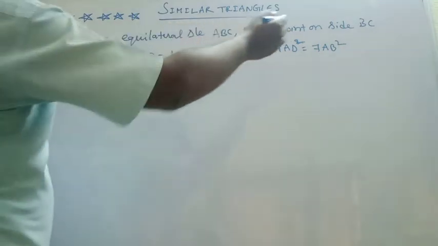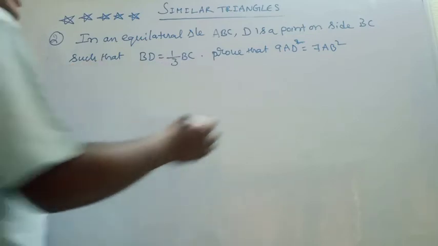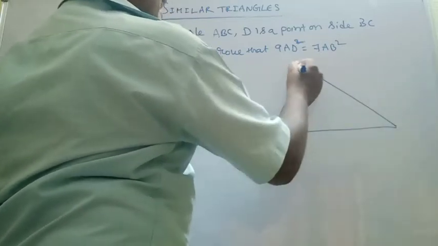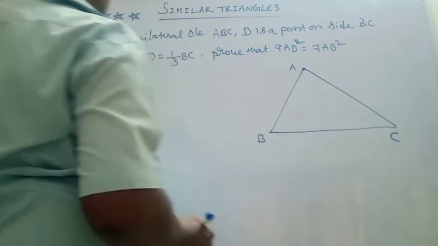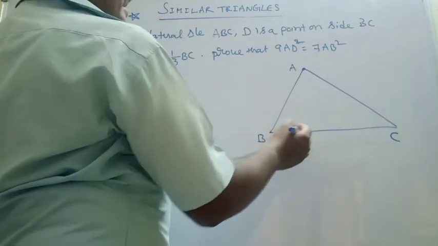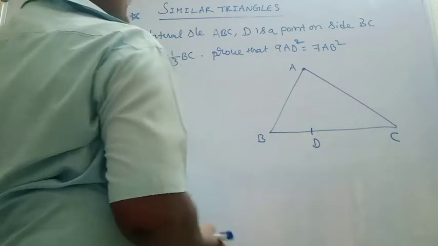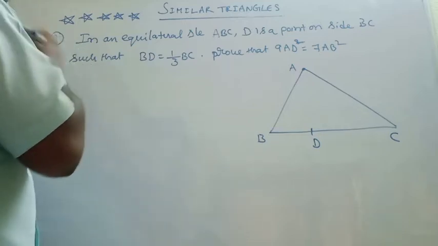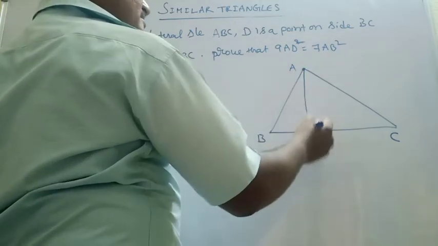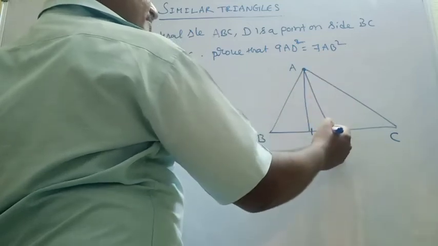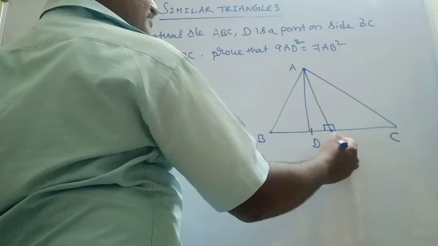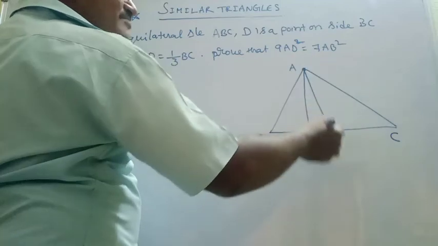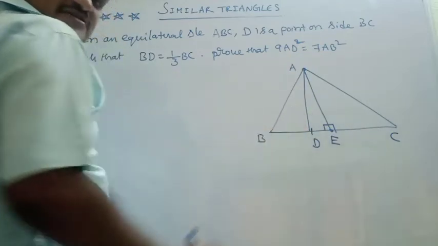See, D is a point on side BC such that BD equals 1/3 BC. We have here an equilateral triangle ABC, such that D is a point on side BC with BD equal to 1/3 BC. Prove that 9AD square is equal to 7AB square. Now if I drop the median in the equilateral triangle, the midpoint, let us call it E, my dear students, you know that the median, altitude, angle bisector and perpendicular bisector will all be the same.